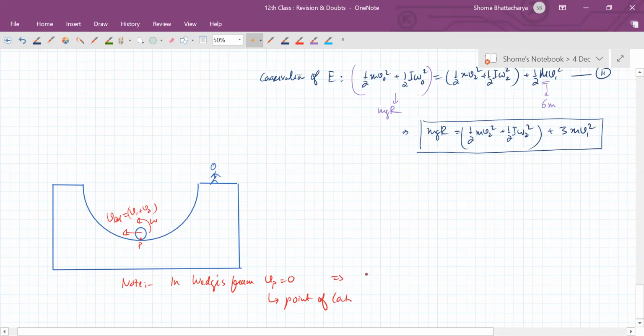So v relative should be equal to r omega 2. So this equation becomes v1 plus v2, sorry, not capital R, small r. So v1 plus v2 is equal to small r omega 2. This becomes our no slipping constraint.